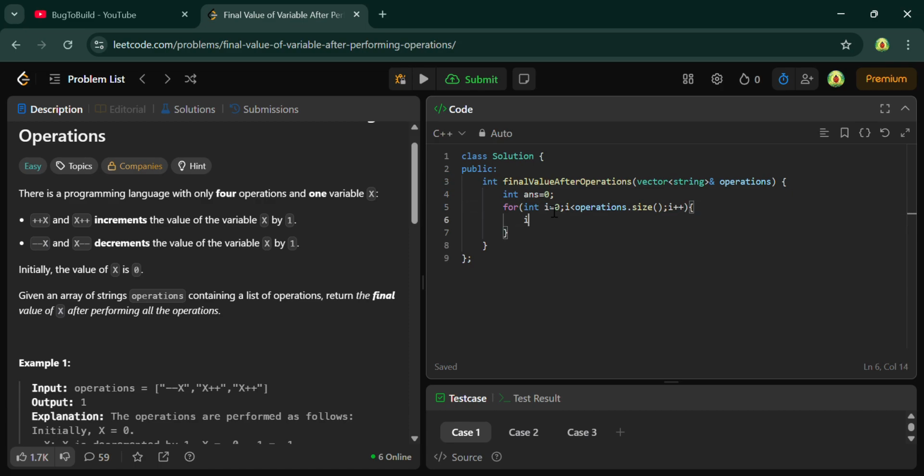and I just have to check if operation of i equals to minus minus x or operation of i is equals to x minus minus, and same for this operation of i.